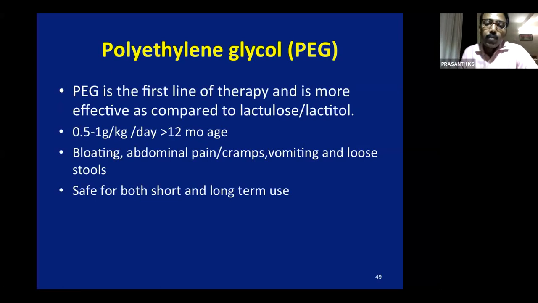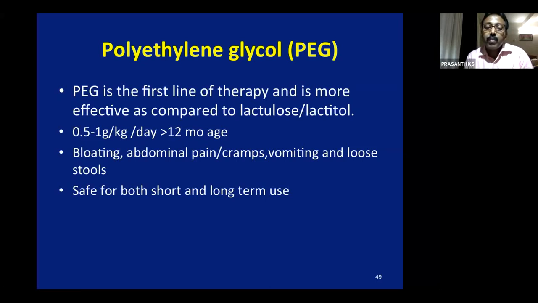As of now, polyethylene glycol is the front line in the therapy of functional constipation, and it is more effective as compared to lactulose or lactitol. From India itself, we have large-sized, evidence-based studies which recommend the efficacy of this preparation over lactulose. The standard maintenance dose is 0.5 to 1 gram.